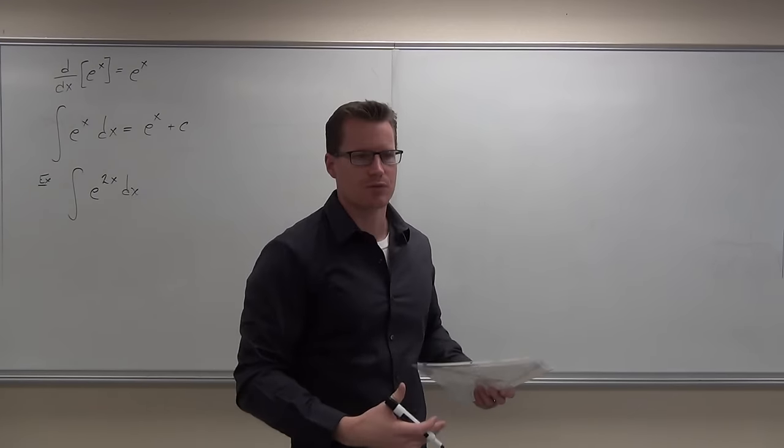But I'll tell you something. If you're off by constants a lot, or you don't know where this x is coming from, you're probably forgetting the chain rule here. With all these e functions, don't forget the chain rule. The chain rule says, sure, I'm going to keep the e to the negative x, but I'm going to multiply by the derivative of the exponent. What's the derivative of negative x? Negative 1. So du equals negative e to the negative x dx.